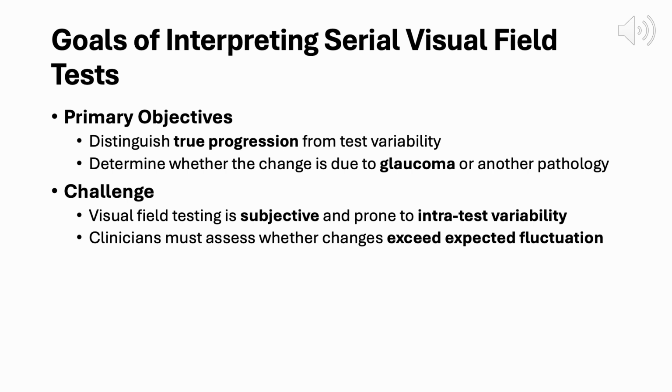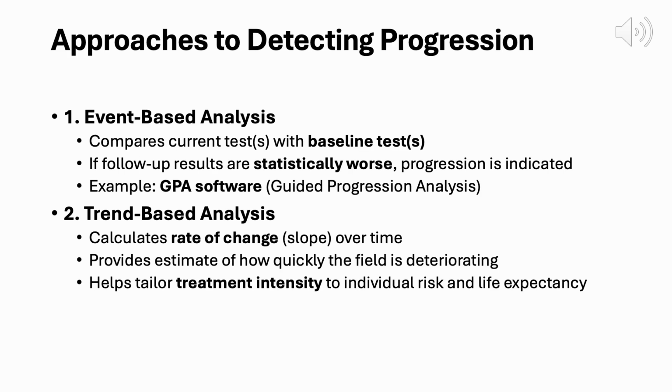Visual field testing is inherently subjective, influenced by patient fatigue, attention, and testing conditions. Even in stable disease, some variability between tests is expected. That's why one of the most important clinical skills in field interpretation is learning to distinguish expected fluctuation from meaningful deterioration. To detect progression, we rely on two main approaches.